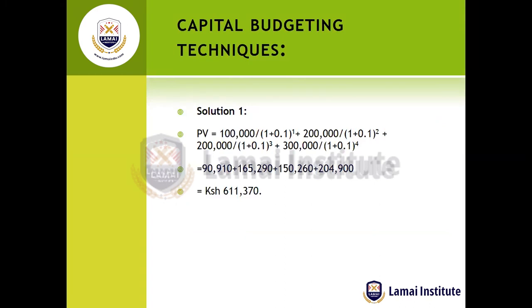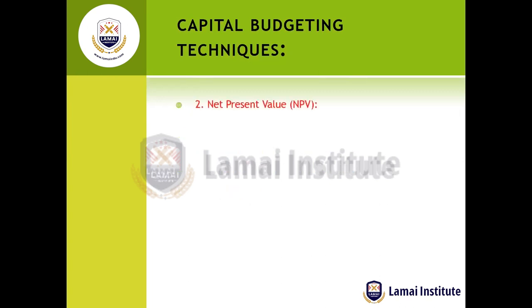because we are saying as much as we are expecting the project to be able to give these cash flows, but in today's present value, then those values will actually be as follows: 90,910, 165,220 for the second year, and for the third year and for the fourth year, 150,260 and 204,900 respectively. So if you total that up, it gives you a total of 611,370. Let's now look at another technique, and this is what we call the net present value.